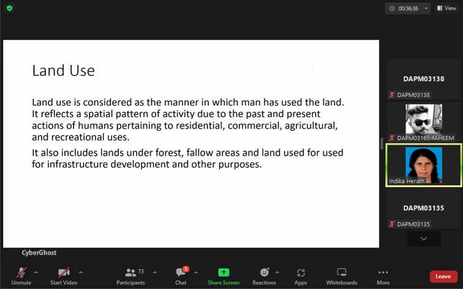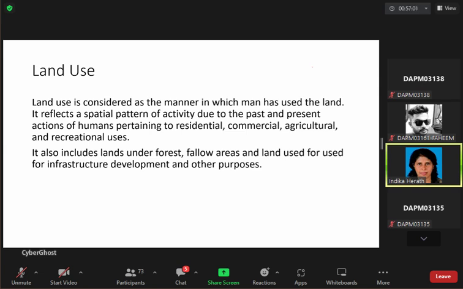So it includes, it reflects the spatial pattern, that means over the period of time. Spatial means from one place to another, right? So that is the spatial difference, right? It reflects the spatial pattern of the activity and due to the present and the past actions by the human.